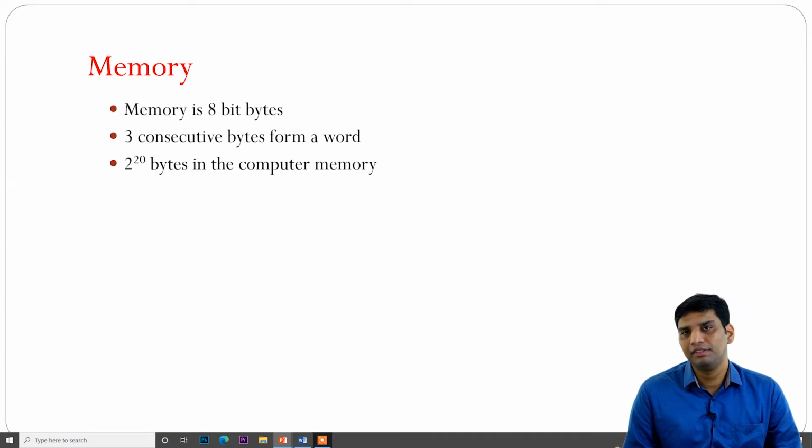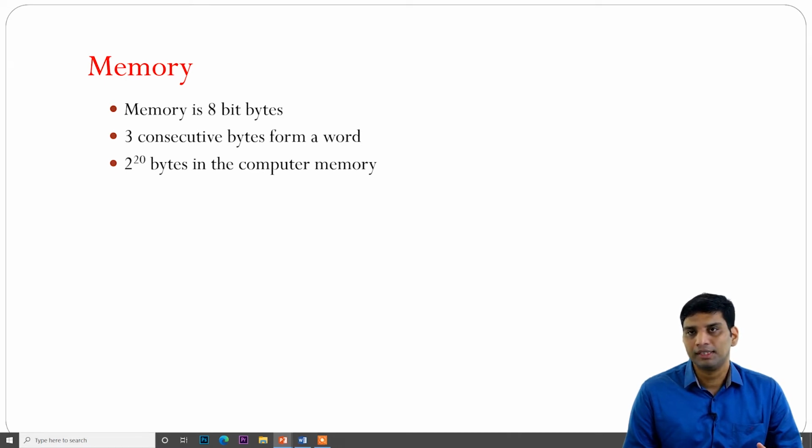So in SIC we have discussed that the total memory available is 2 power 15, that is equal to 32,768 bytes. But here in SIC-XC, since it is the upgraded version, the total memory available is 2 power 20. That means 1 megabyte of memory. So from SIC, which was 2 power 15, now the memory has increased to 2 power 20. So we have discussed about memory.